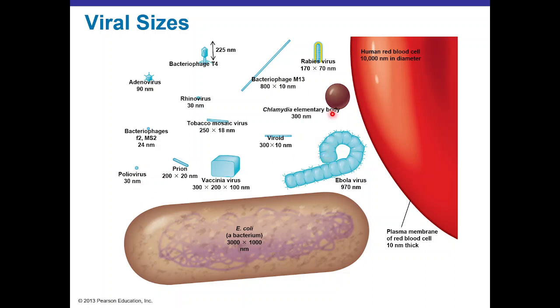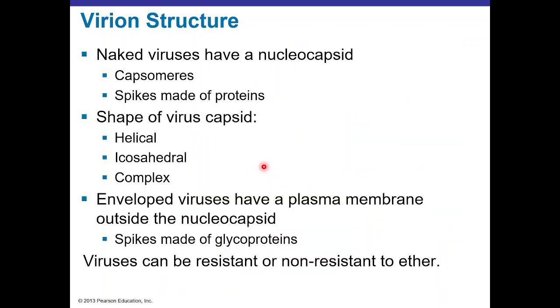Viruses are very tiny in comparison to even the elementary bodies of chlamydia that you can see here, which is a bacterium, and of course super small in comparison to a cell, like the red blood cells in humans. They cannot be seen with light microscopy. So you have to use a transmission electron microscope or a scanning electron microscope to see these viruses.